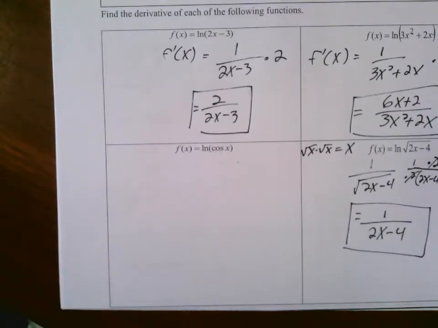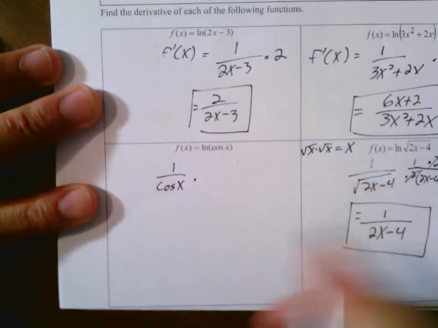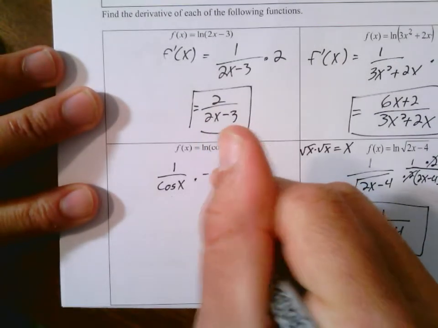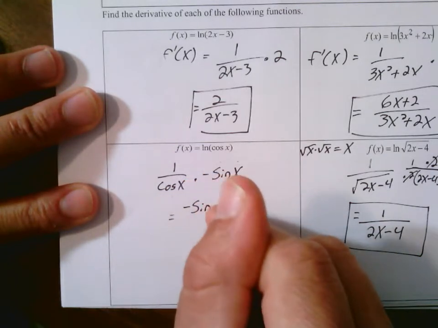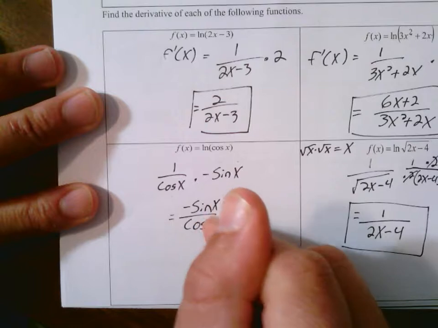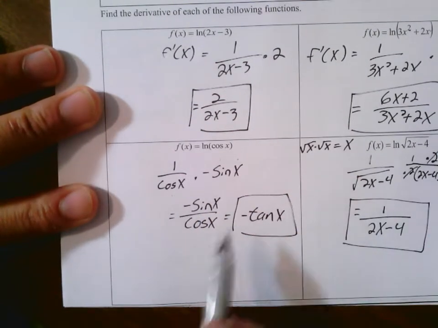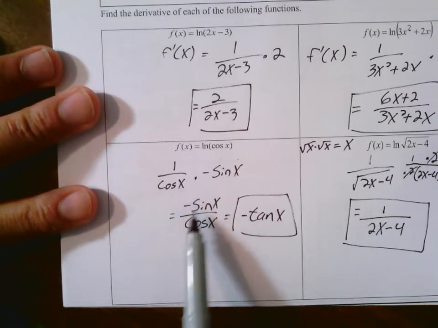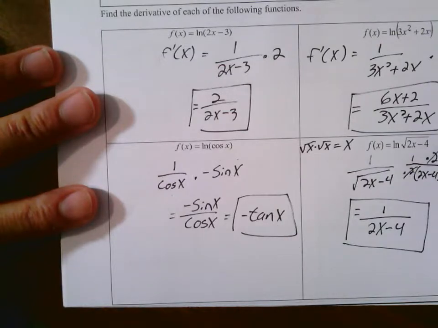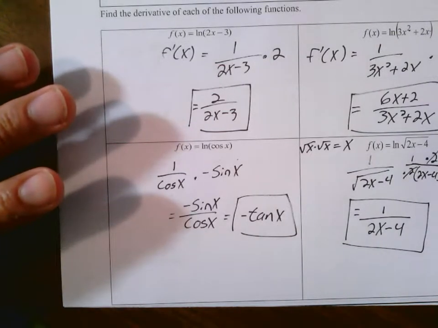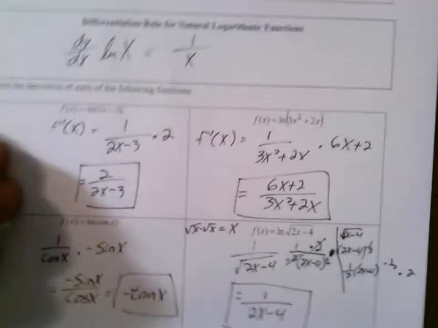Alright, ln of cosine x. Well, 1 over cosine x times the derivative of cosine x, which is minus sine x. Uh-oh. Trig identities. Minus sine x over cosine x equals negative tan x. All right, moving right along.